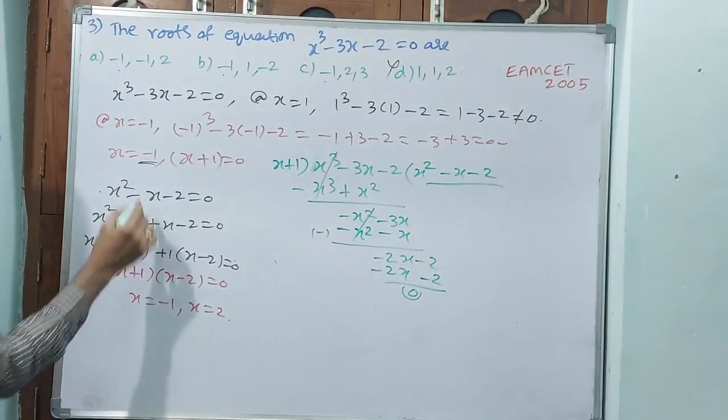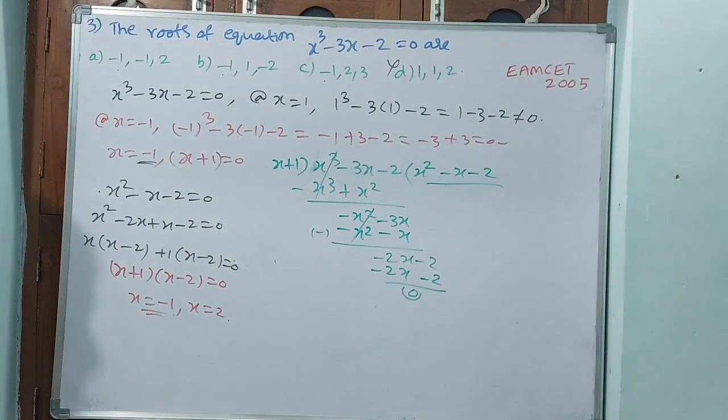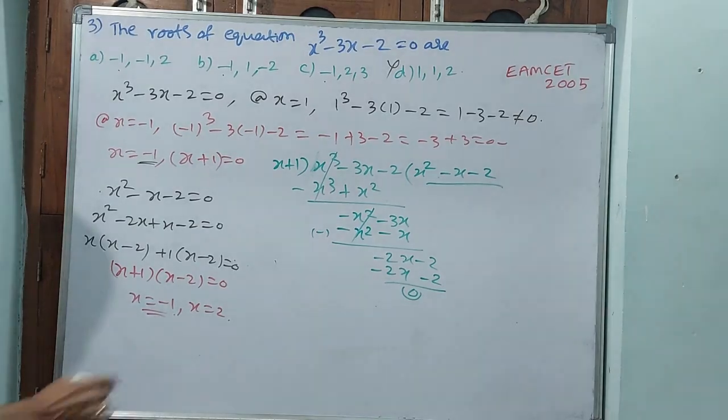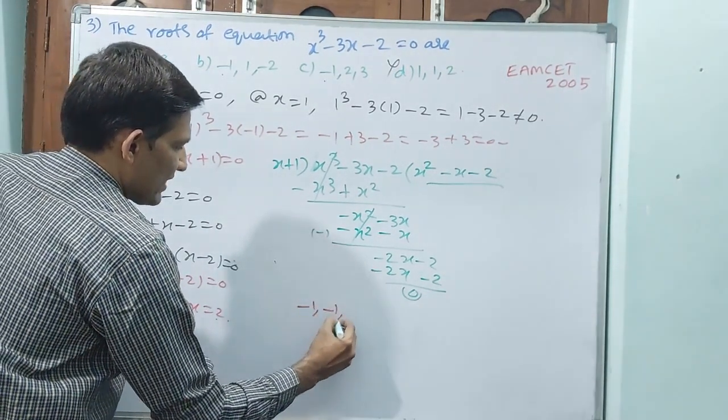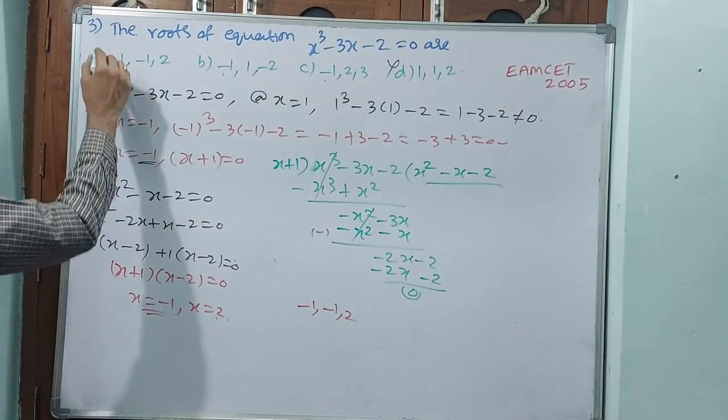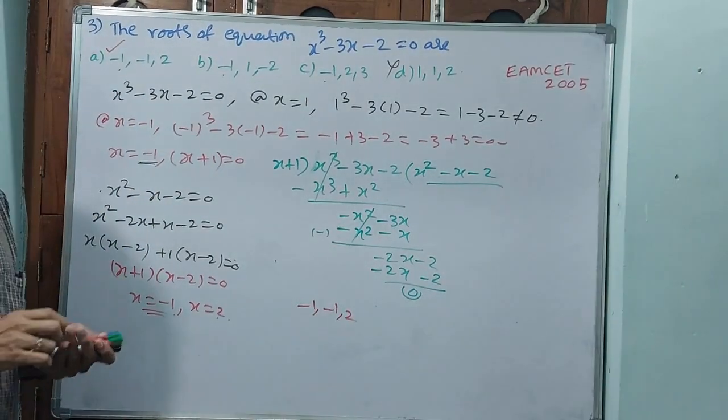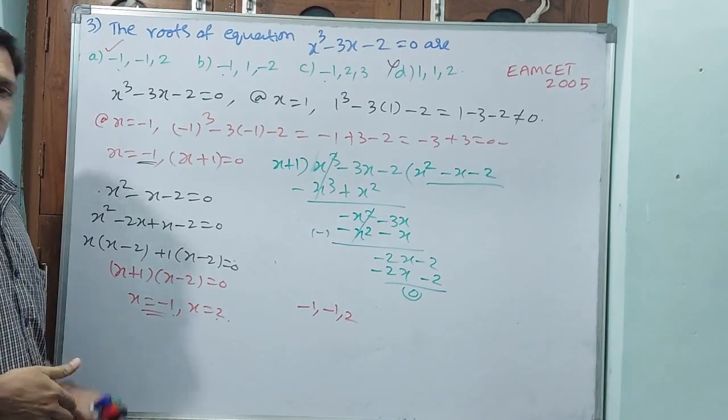You see, x is equal to minus 1, 2 times it has come. Repeated roots. They are going to call it repeated roots. 1 is 2. That means finally what are the roots? Minus 1, 2. Minus 1, 2. A will be your answer. Okay. Let us go for the next question.